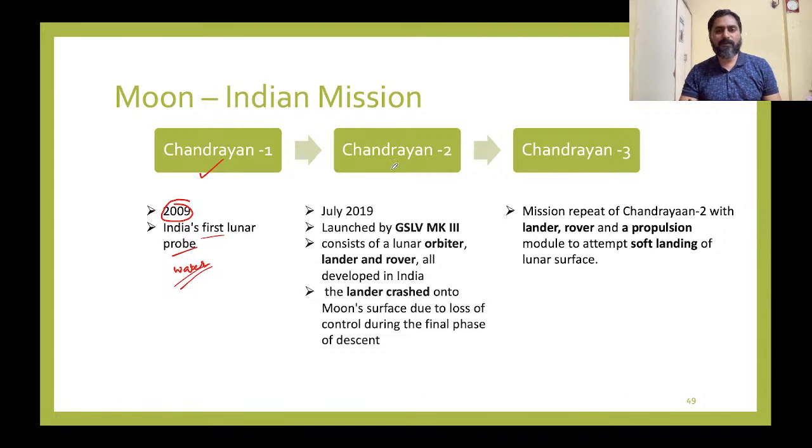Chandrayaan 2, you would remember, was sent in 2019. The lander, the Vikram lander, crash landed, and the Pragyan rover was also lost. We are trying to do a soft landing, and this concept of soft landing is very critical. Not many countries have been able to do a soft landing on the moon.